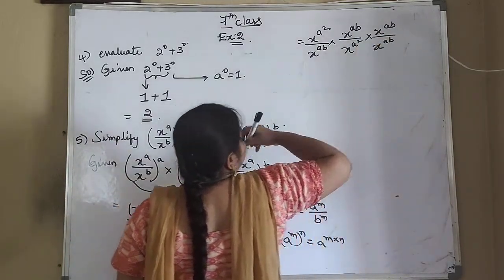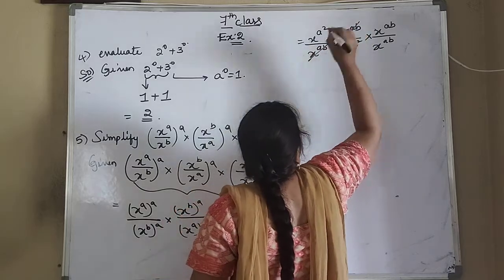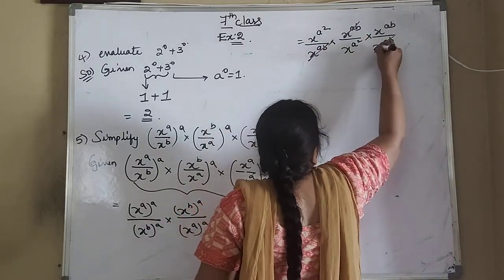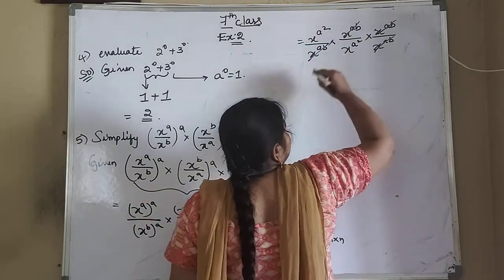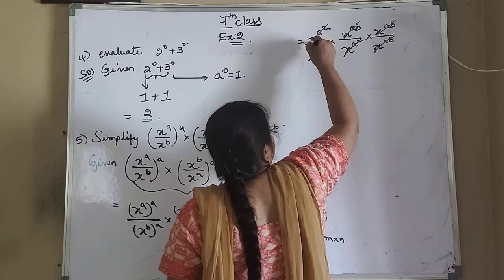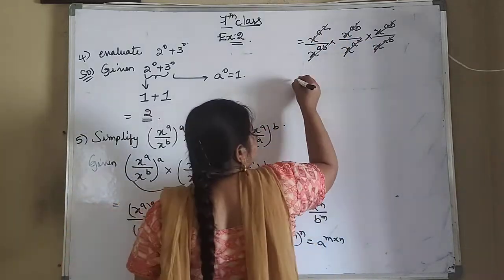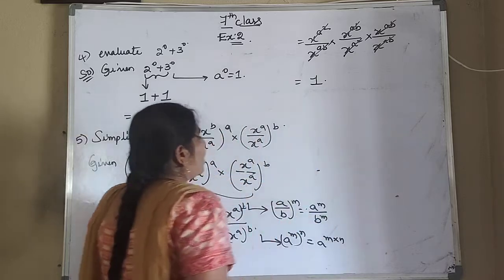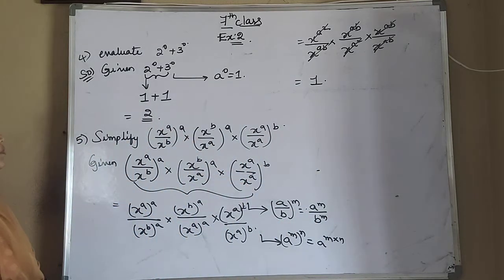So now cancel the terms. x power ab will get cancelled. x power ab will get cancelled. x power a square, x power a square will get cancelled. So the result is what here? 1. So that will be equal to 1.